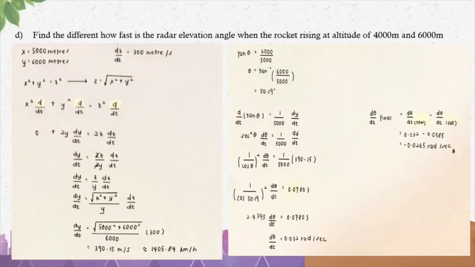So now the difference in the value of d theta per dt when the rocket is rising at 6,000 meters and 4,000 meters is negative 0.265. The negative sign means the speed of the radar elevation angle between the rocket rising altitude of 4,000 meters to 6,000 meters has decreased or become slower.